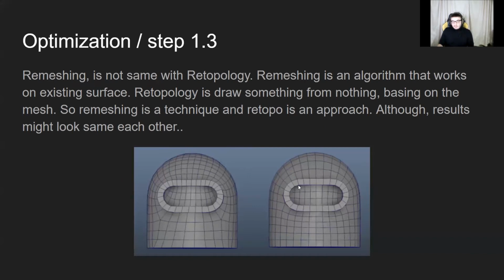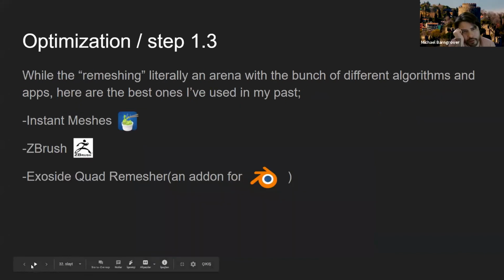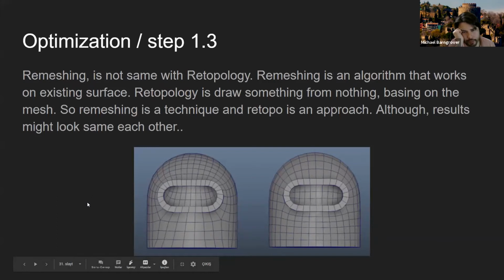Okay, so the right one is a retopologized one, by hand, by a human. And the left one is a remeshed version. So you can see the topology flow is different, like the edge flows. Which is better is of course the retopology. But retopology and decimation seem conceptually similar.